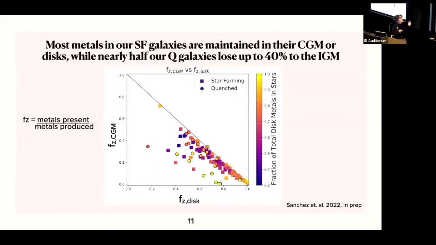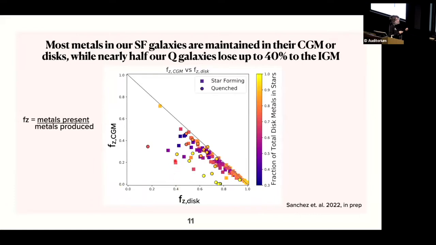And most metals, at least in our star-forming galaxy, are being maintained within the halo of the galaxy. And so let me explain that a little more clearly. So the y-axis of the previous plot is this x-axis here, our disk metal retention. And along the y-axis is the metal retention of the CGM.